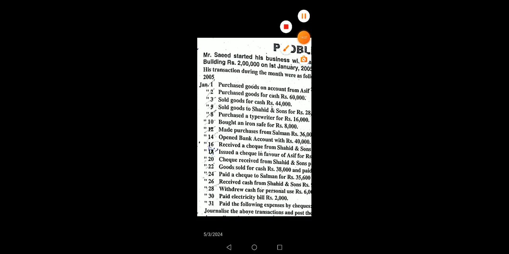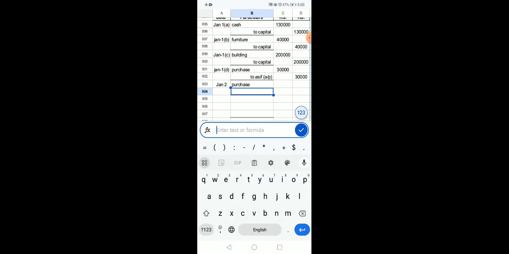So goods are purchased for cash. It is written in our transaction: goods are bought for cash. It means when you buy goods, cash would be paid. Cash is going out. Cash in hand is decreasing. A decrease in cash in hand means a decrease in asset. A decrease in asset should be mentioned on the credit side. So you will mention cash on the credit side.